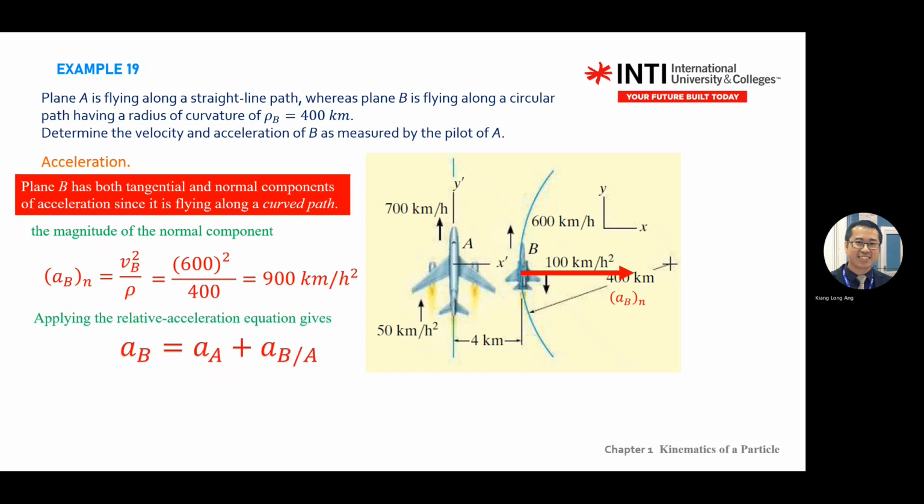So again, you need to solve the relative acceleration. So AB equal to AA plus AB stroke A, or you can write AB stroke A equal to AB minus AA. Then you can still get the same answer. Okay. So what is AB? Acceleration of B is 900 in X, 100 in Y, correct?